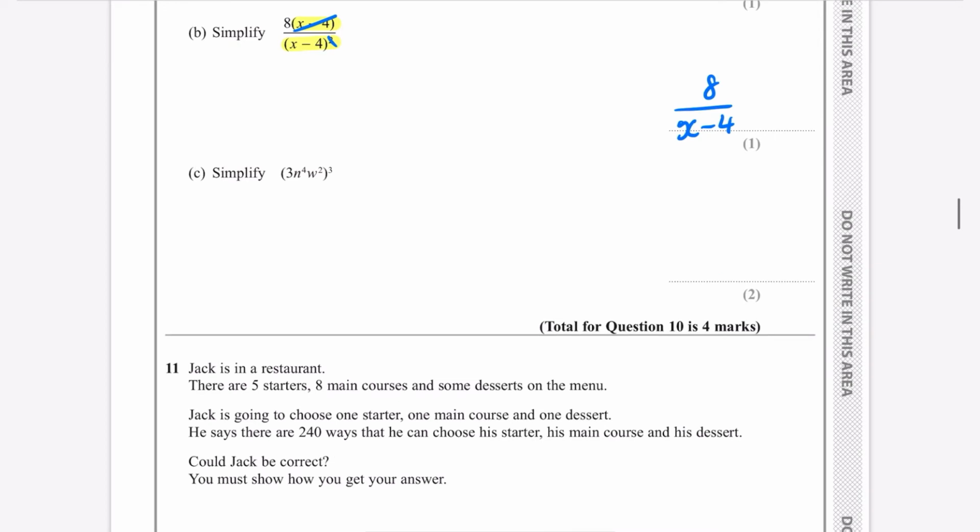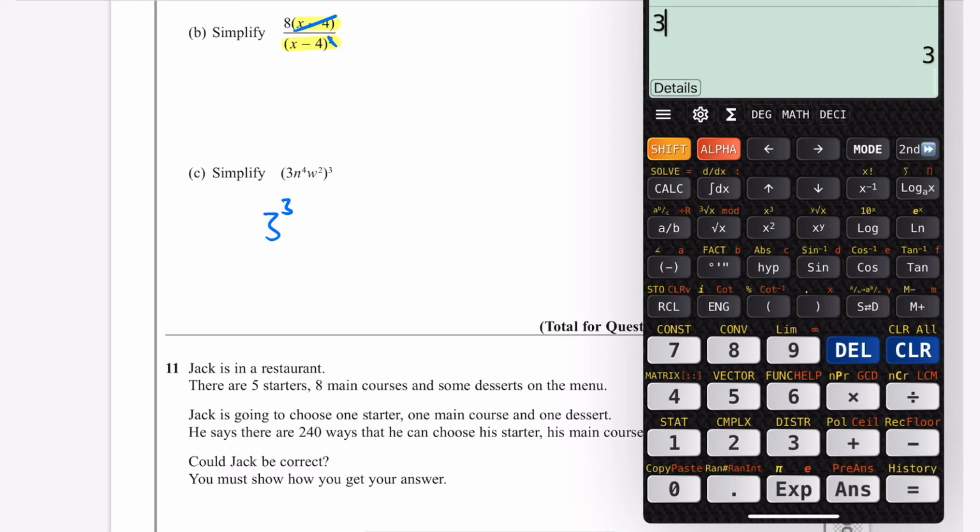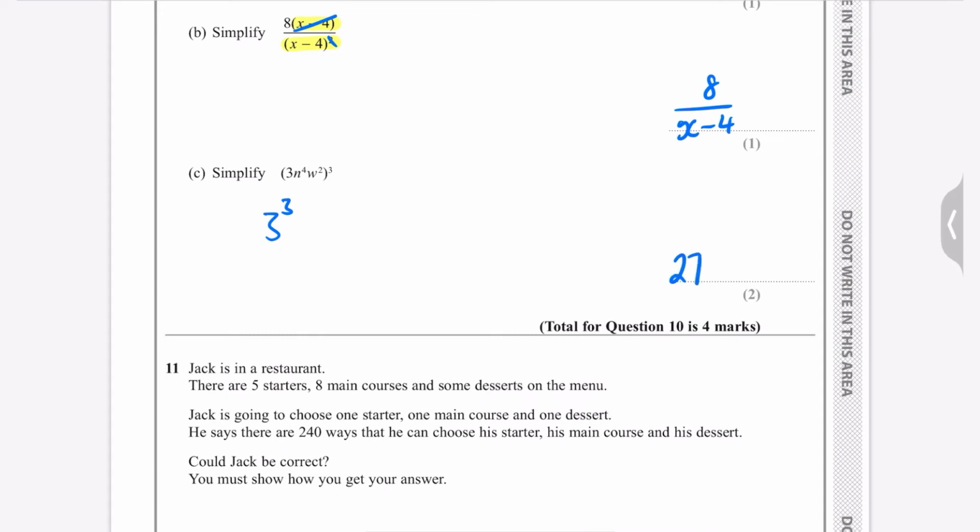Okay, we're going to simplify this. Each part is going to be cubed. So we're going to start off with 3 cubed. Why do anything non-calculator? You can just do it on here. So you get 3 cubed is 27. Nice bit for the start. Then you're going to do the powers multiplied. So you're going to do n to the power of 4 times 3. That's n to the power of 12. And you're going to do w squared to the power of 3, which means multiply them. So you get w to the power of 6.